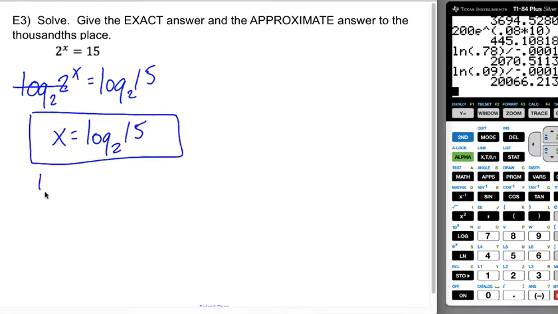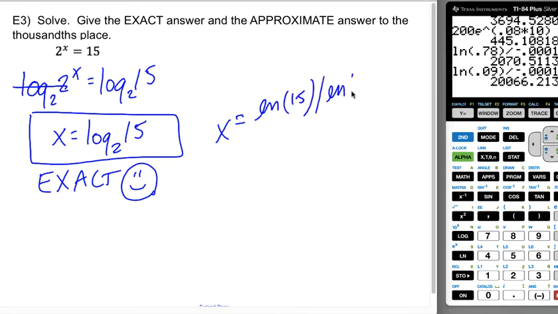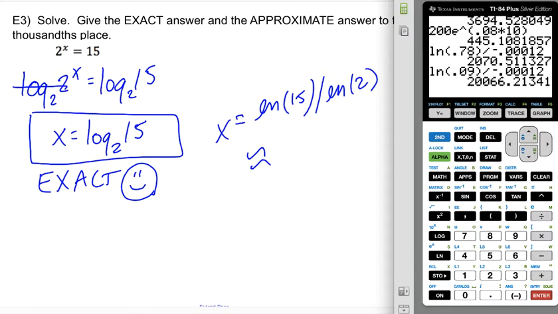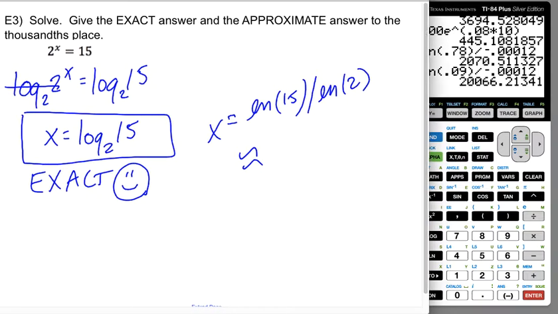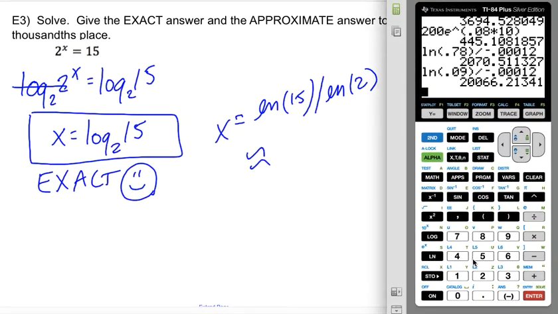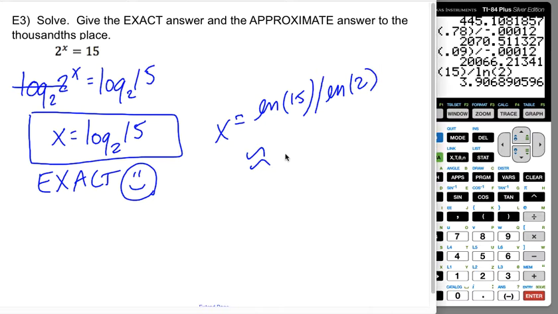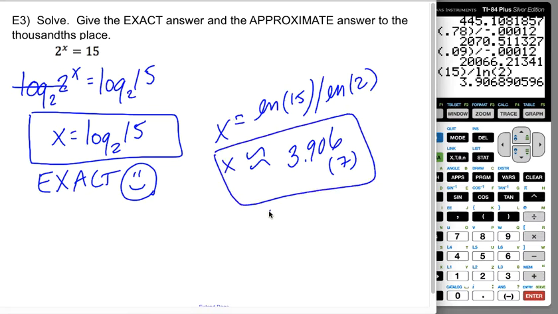This is my exact answer. This is it. That's it. I'm done. Congratulations. If I want to approximate it, the way I'm going to do that is by doing the natural log of 15 divided by the natural log of 2, and I'm going to get that x is approximately, so we'll go over here. I'll inch this way a little bit. Hang on. Sorry, my bad. Okay, cool. So let's do the natural log of 15 divided by the natural log of 2. All right, and I'm going to get it's approximately 3.906 or 7, depending on if you round or truncate. So this is the approximate answer.